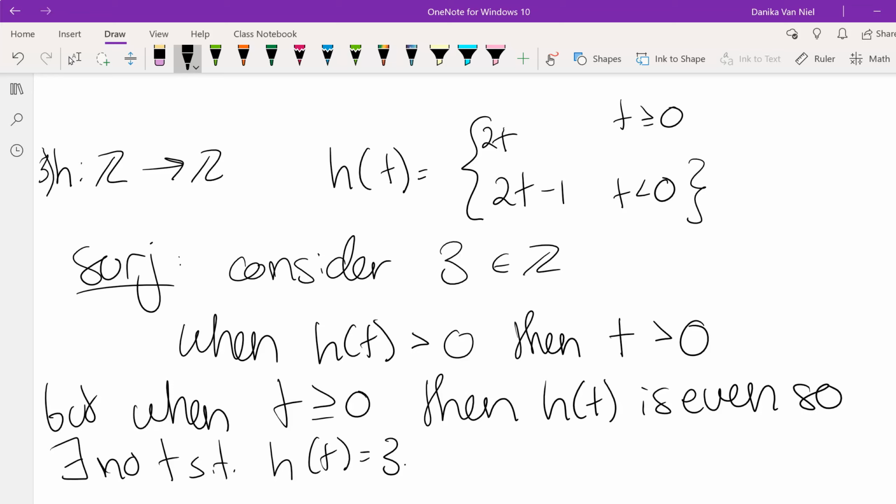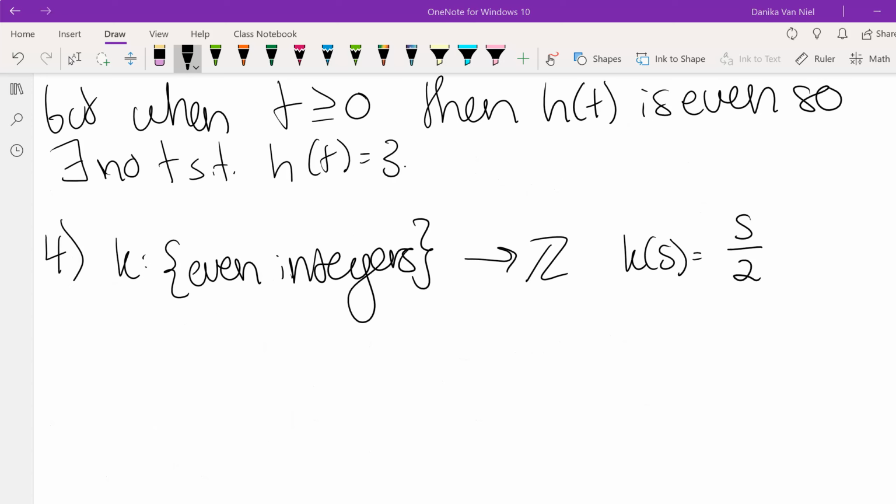So not surjective, therefore can't be bijective. So don't even think about the injective. I mean the inverse. I know it's terrifying seeing division when we're talking about integers. I know it makes me so nervous every time I see it. But that's okay because we're only talking about even integers. So you can always divide an even integer by 2 and still get an integer.